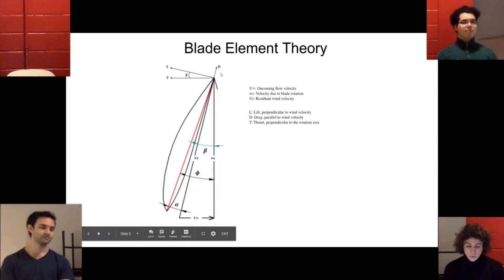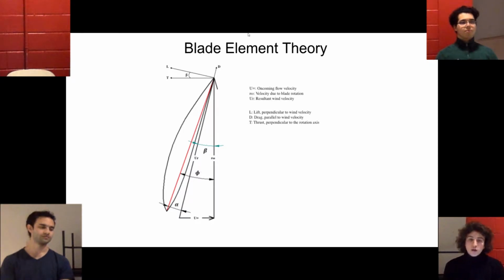Then the forces are represented by the lift force, which is perpendicular to the wind velocity, the drag force, which is parallel to the wind velocity, and the thrust instead is perpendicular to the rotation axis. So here are all the necessary angles that we'll be talking about later in the design.